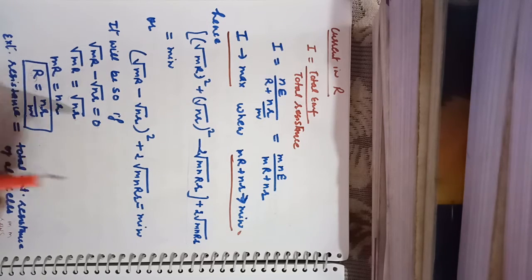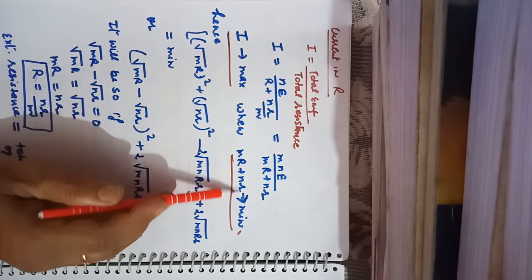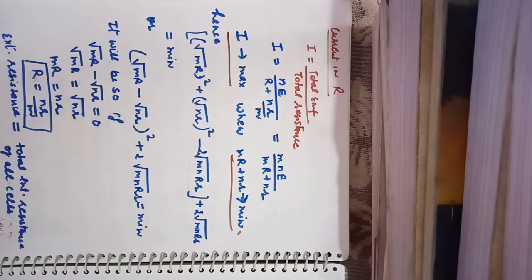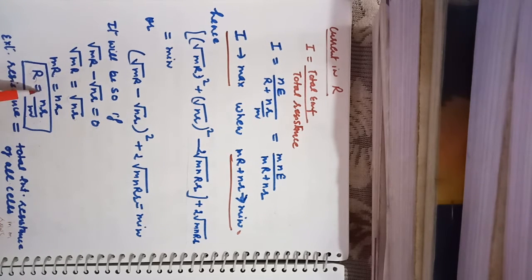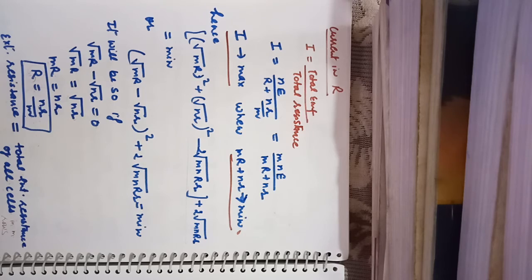So that is why we can say that when mR plus nr is minimum, then I will be maximum, and this will happen when capital R is equal to the total internal resistance of all the cells connected in m rows. So this is all about the grouping of cells.